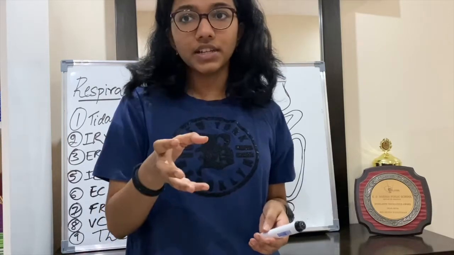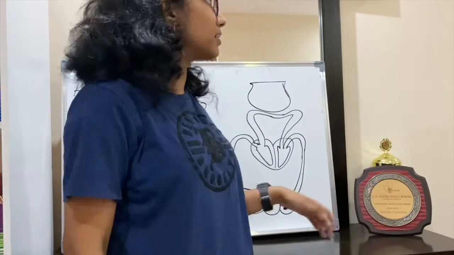Partial pressure is a very simple concept. You don't have to go deep into it. It's just the pressure exerted by that particular gas in that particular organ. For example, the partial pressure of oxygen is different in the atmosphere and is different in the alveoli, etc.